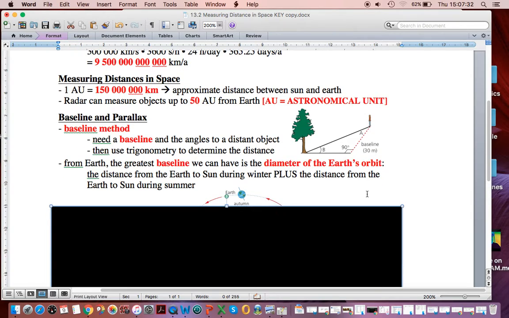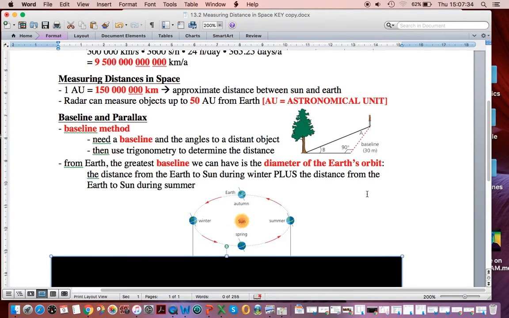Well, let's look at the Earth's orbit around the Sun. It is not round, it's elliptical, and we have summer and we have winter. But this distance is around 150 million kilometers here, and around 150 million kilometers on this side. So in other words, our baseline is 300 million kilometers, the Earth's position relative to the Sun in summer, and the Earth's position relative to the Sun in winter.